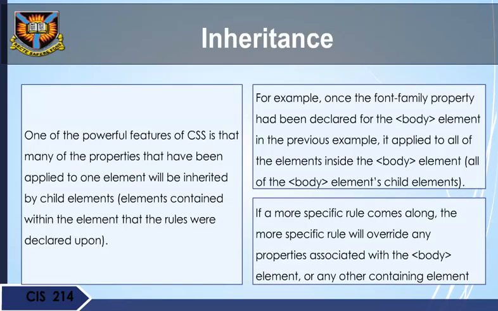Inheritance. One of the powerful features of CSS is that many of the properties that have been applied to one element will be inherited by child elements contained within the element that the rules were declared upon. For example, once the font-family property had been declared for the body element in the previous example, it applied to all of the elements inside the body element, all of the body element's child elements. If a more specific rule comes along, the more specific rule will override any properties associated with the body element or any other containing element.